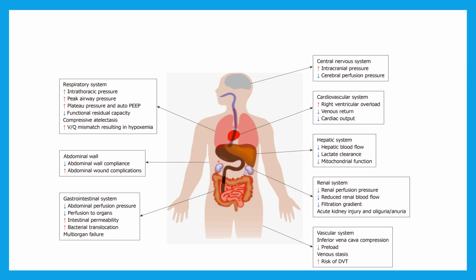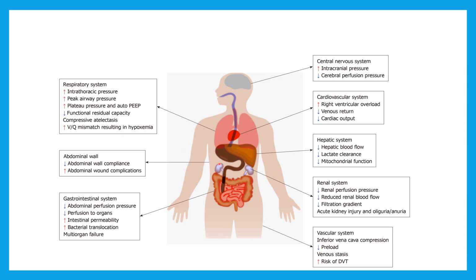Respiratory: by increasing the intra-abdominal pressure, it will compress the lungs from below, and we'll have increased intrathoracic pressure, an increase in the peak airway pressure, an increase in the plateau pressure, a decrease of the functional residual capacity, and ventilation-perfusion mismatch. It can also cause basal atelectasis from the compression from the abdomen.